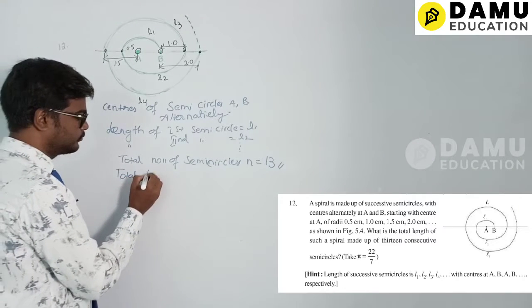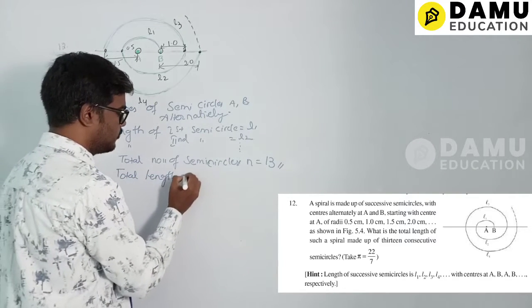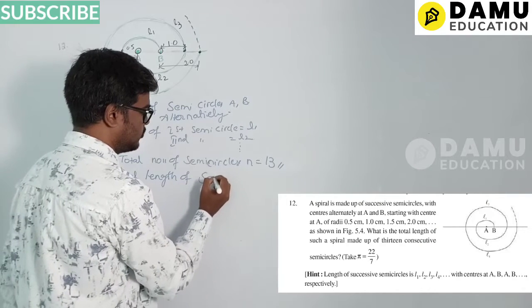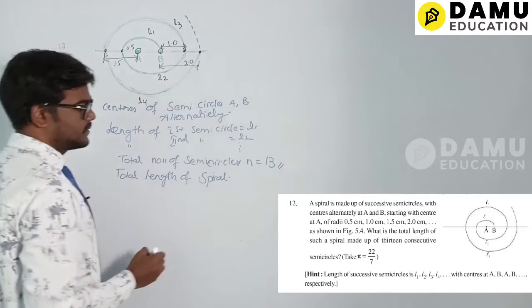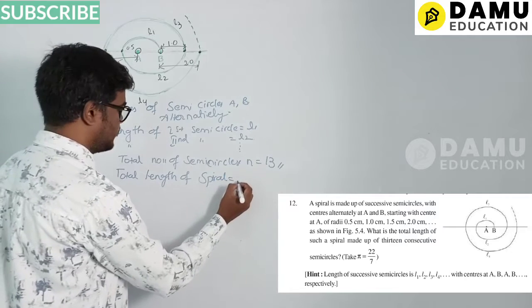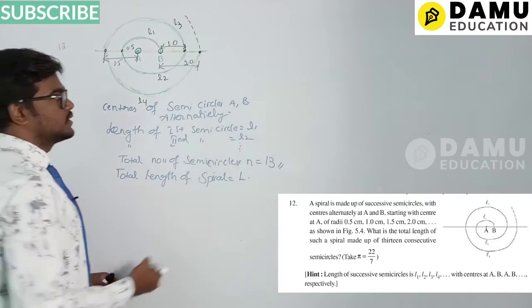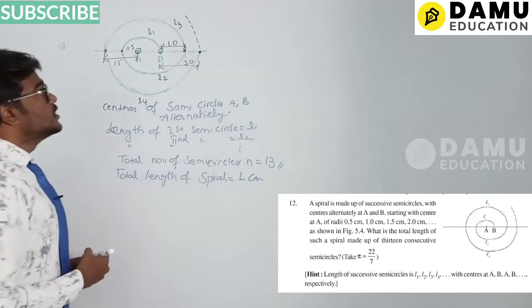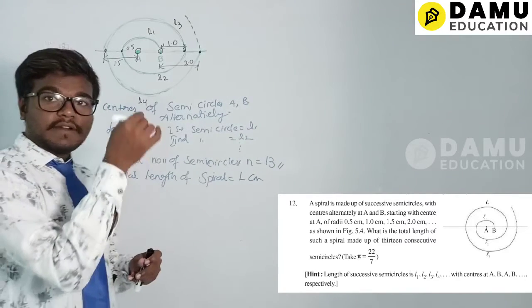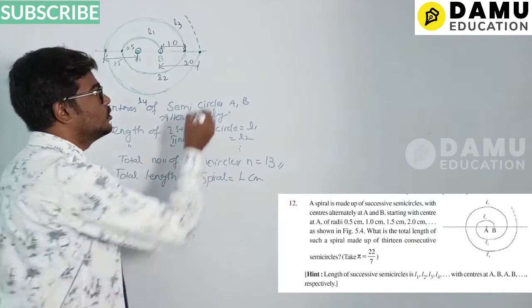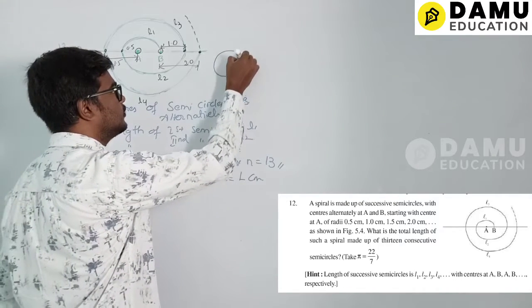The total length of the spiral is what we have to find. Let's take it as capital L. The total length of the semicircle spiral is capital L. So what is the circumference of the complete circle? Let's draw one circle.